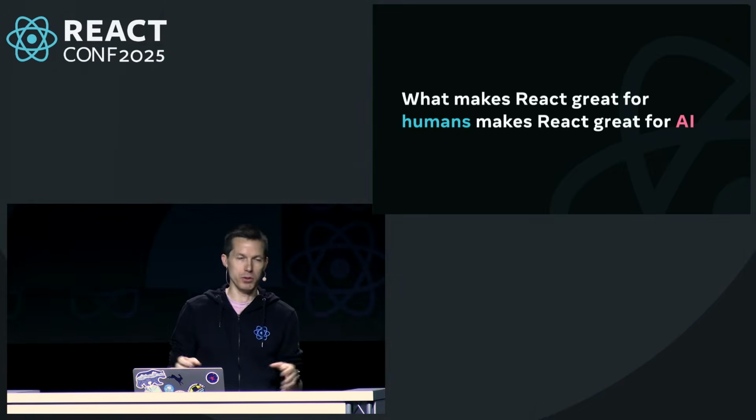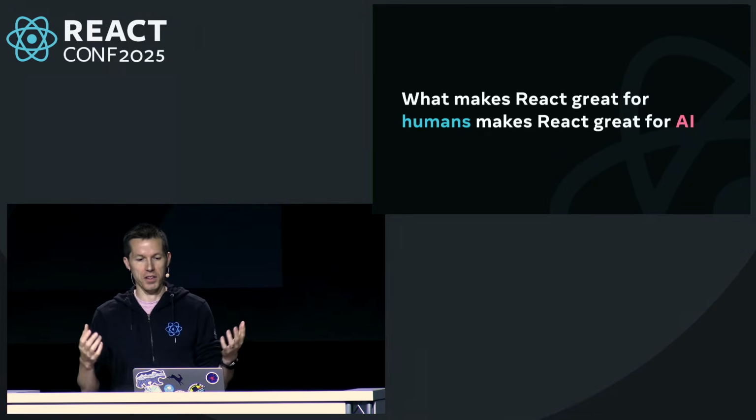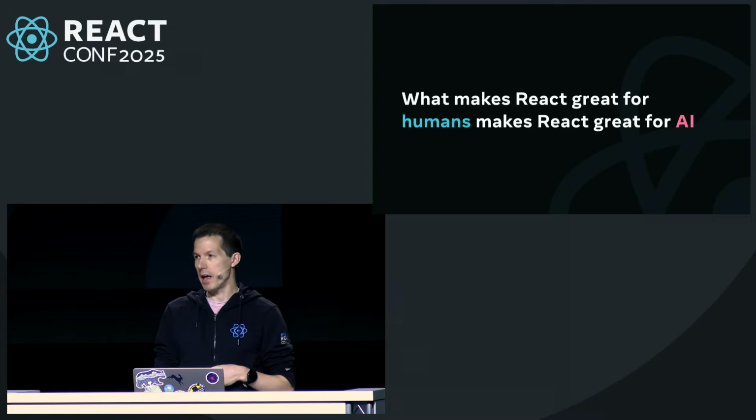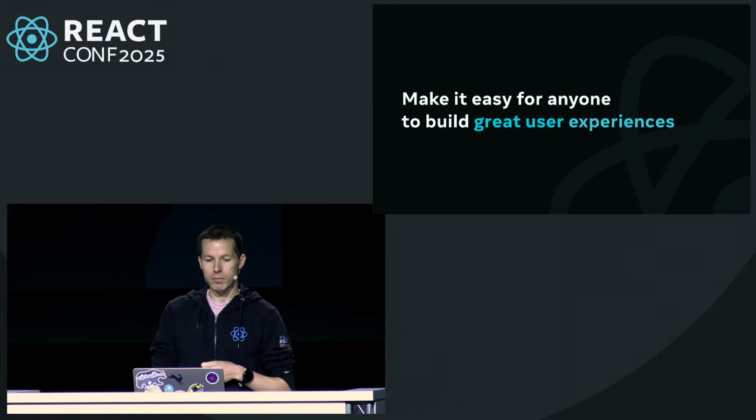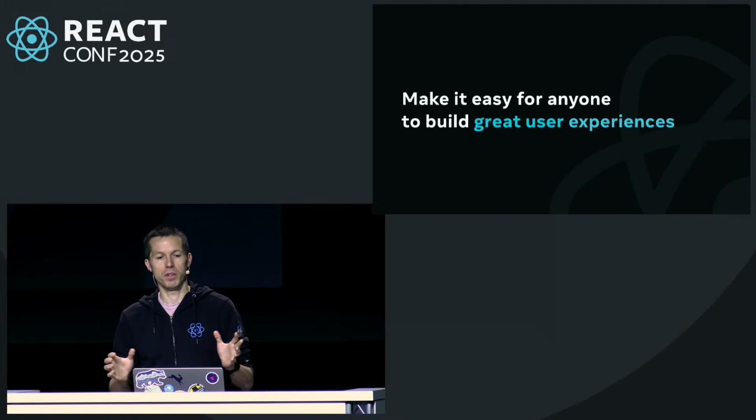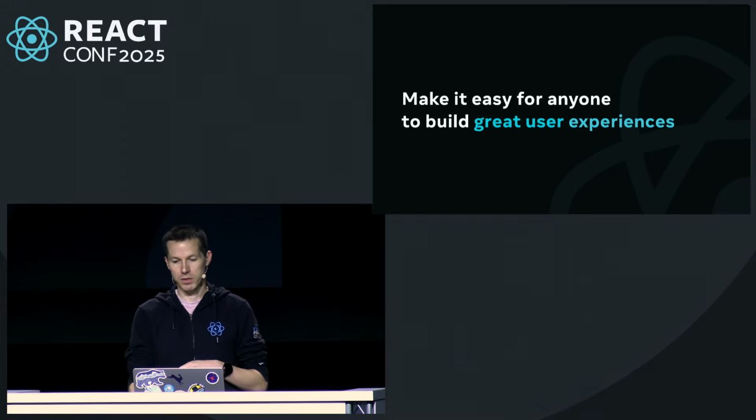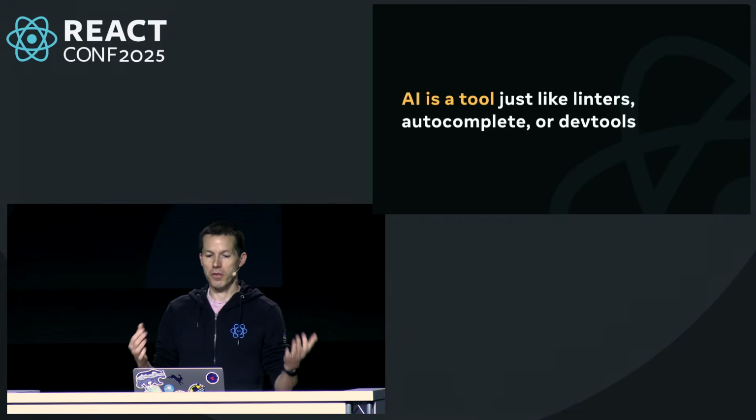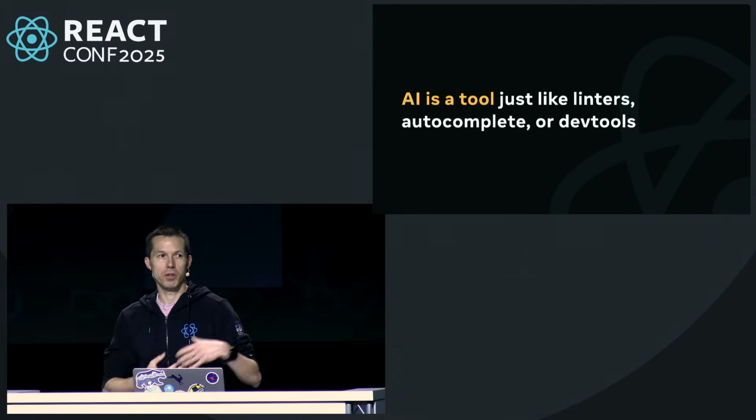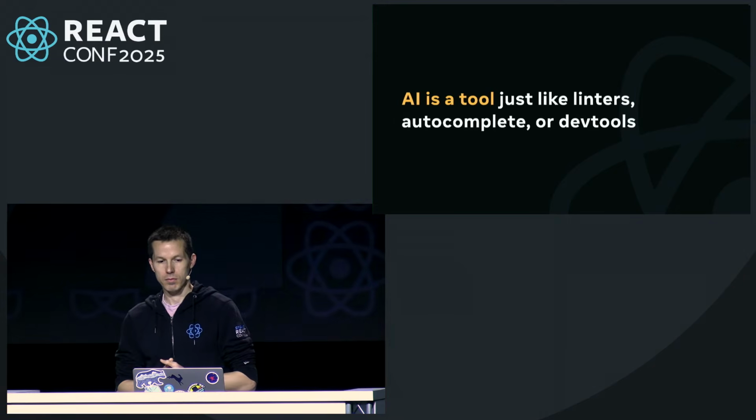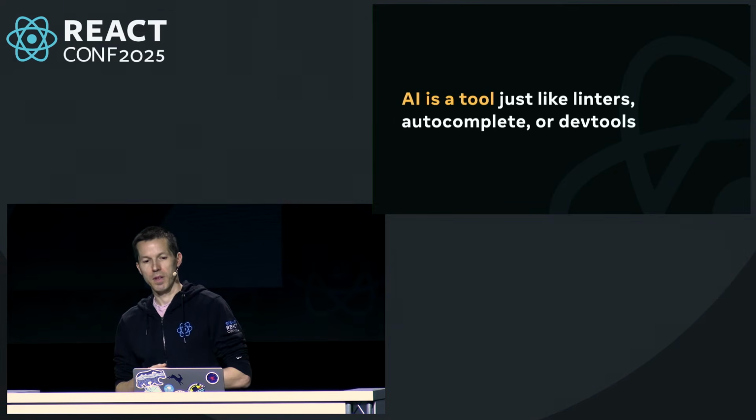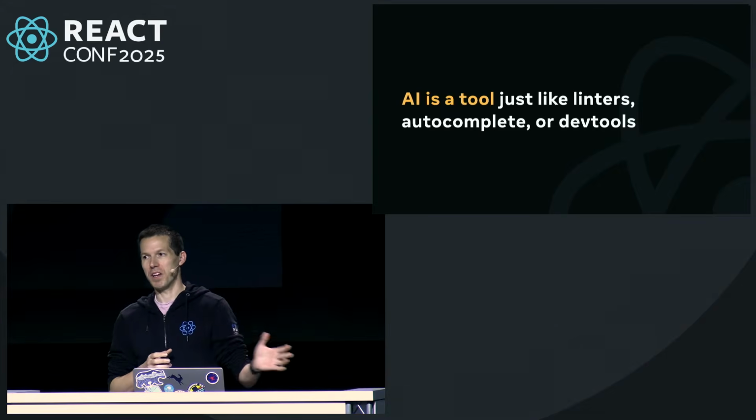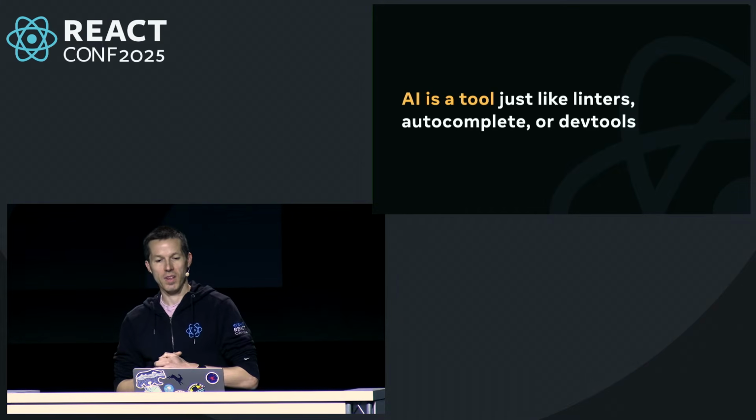So AI is new, it's scary, it's exciting, it's a lot of things. But ultimately, we see it as another tool to help us deliver on our mission, which is to make it easy for anyone to build great user experiences. It's just another tool like linters, auto-completion, or developer tools. All right. So that's an update since last time.